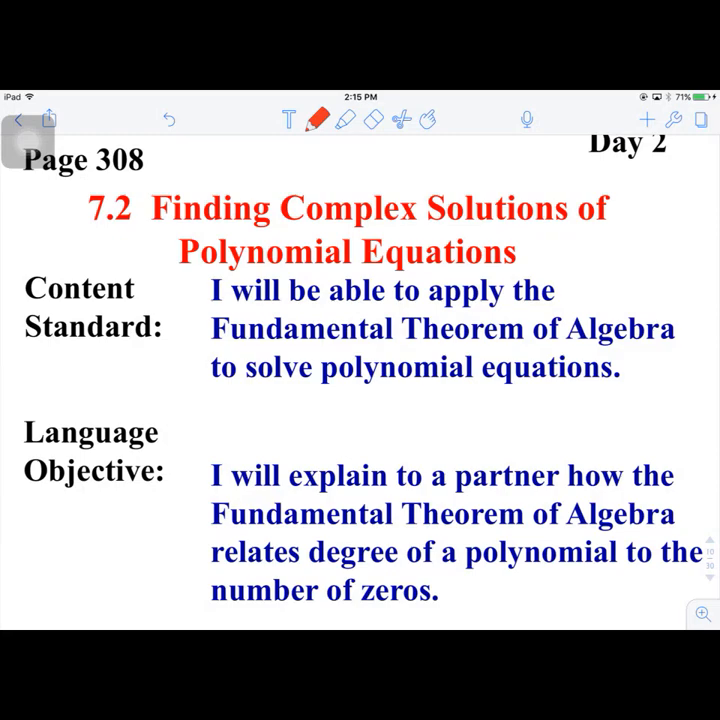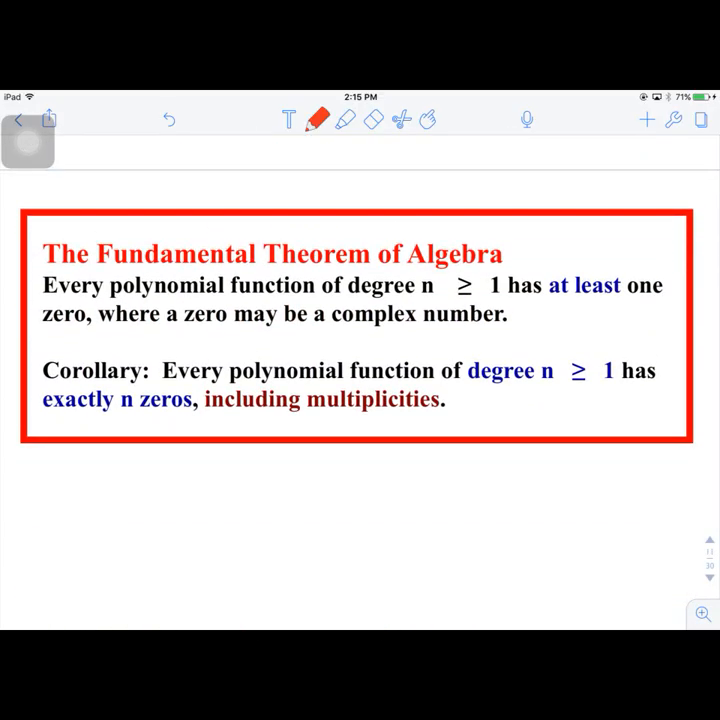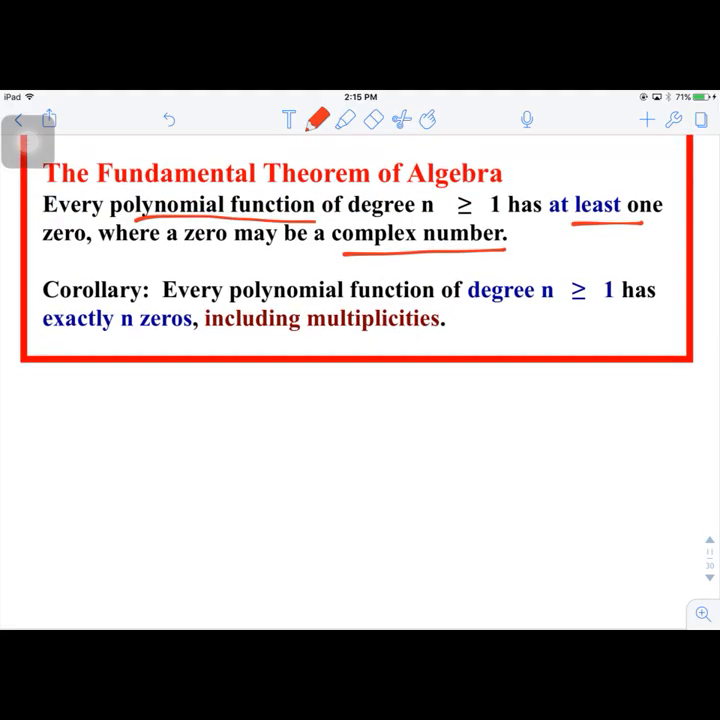Lesson 7.2, Day 2 is continuing to find the complex solutions of polynomial equations. And there's a fundamental theorem of algebra, which means that for every polynomial function, there is at least one zero, where zero, even though it may be a complex number, just means that you should have at least one zero for the polynomial.